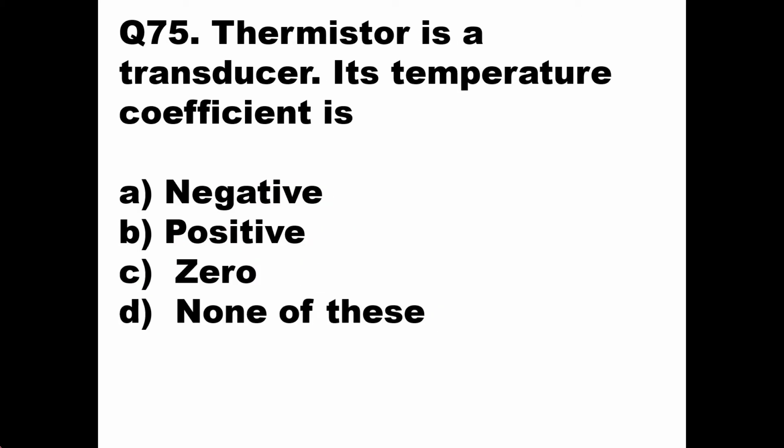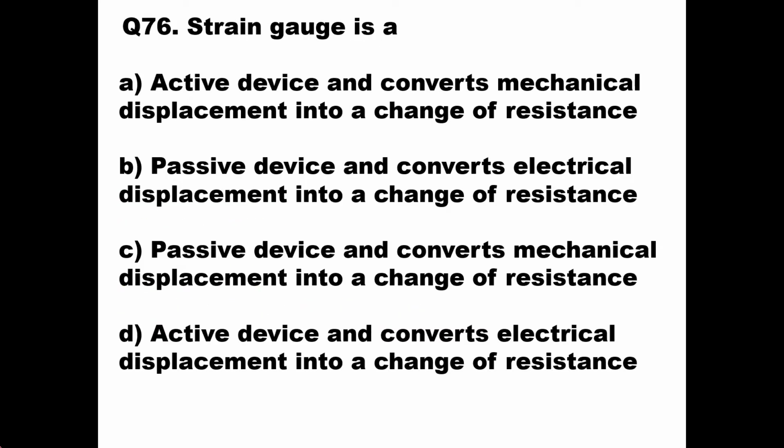A thermistor is a transducer. Its temperature coefficient is obviously negative, because as the temperature increases, the resistance decreases. If the temperature decreases, the resistance increases. So it is going to have a negative temperature coefficient. So here option A is the right answer. Then we'll go to the next question, question number 76.